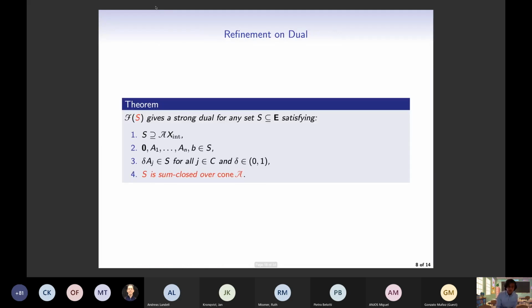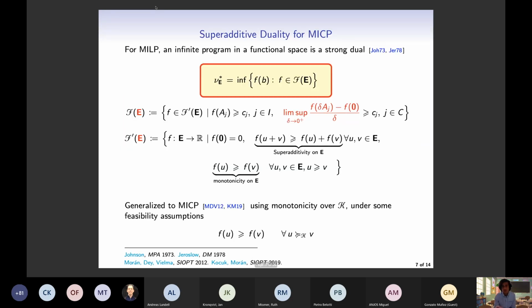All right, but our first result is that we give a refinement. We take this dual from the literature and show that there is a general class of sets S for which this is still a strong dual. Let me go back a slide. What is known from the literature is that this dual is defined for functionals whose domain is the entire Euclidean space. So you have to look at all these functionals that are defined everywhere on E.